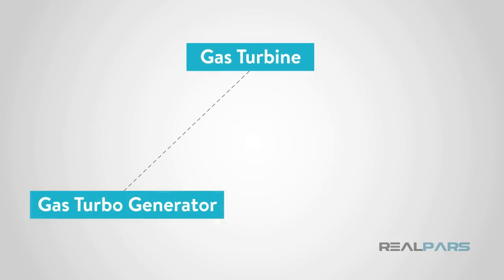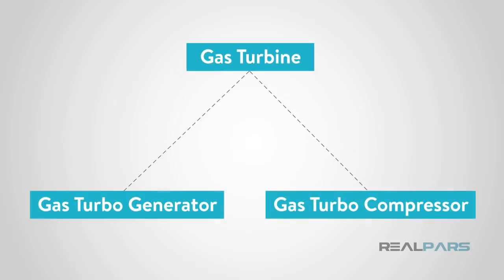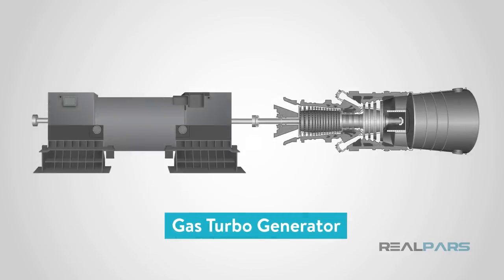Two of the most common applications of gas turbines in modern industries are turbogenerators and turbocompressors. I try to approach a gas turbogenerator, or GTG, to better feel the subject.